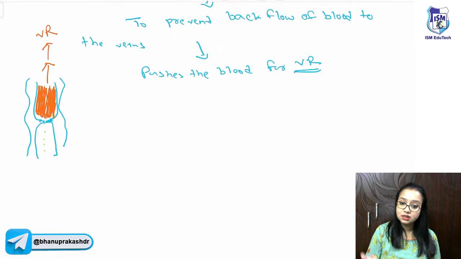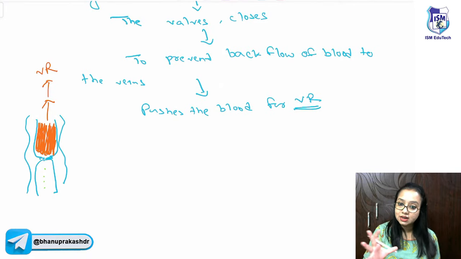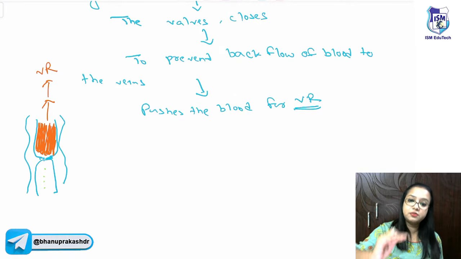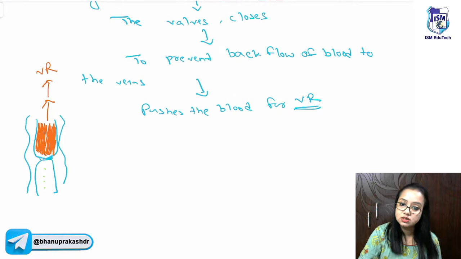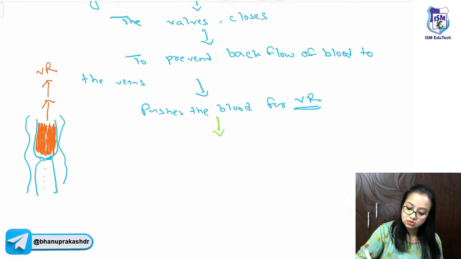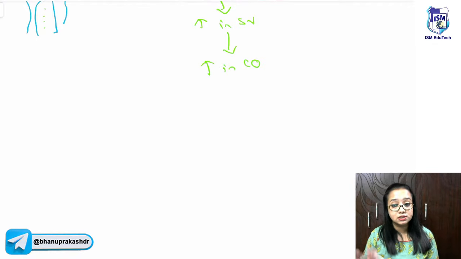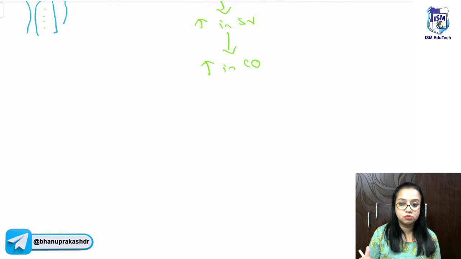That's why this is called the skeletal muscle pump. What does it mean? It means that whenever the skeletal muscles are contracting, the valve gets closed and that column of blood from that section of the vein is propelled further towards the heart so that the venous return increases. Now, if venous return increases, it will directly cause an increase in stroke volume, which in turn will cause an increase in cardiac output. This is what the skeletal muscle pump theory says about controlling the stroke volume.